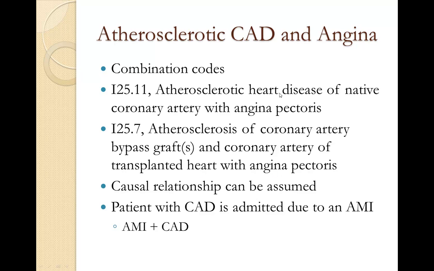So in ICD-9, we used to get two codes there. We'd have one for the CAD, one for the angina. Now we have a combination. And here we can assume a causal relationship. If a patient is admitted due to an MI, then you actually are coding both of those, so you can code the acute MI and the coronary artery disease.